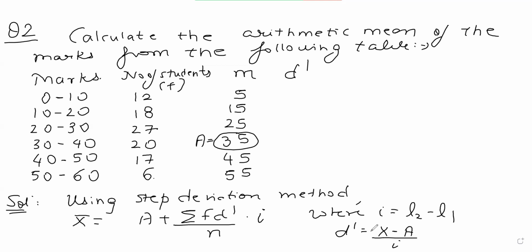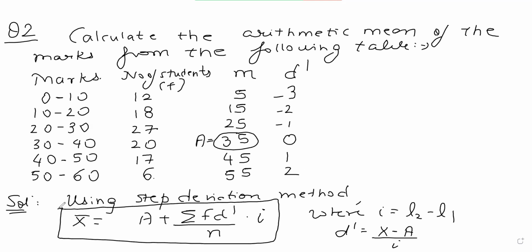So if you look at it, you don't even need to calculate it. Assume mean is 35. This is 0, minus 1, minus 2, minus 3, 1, 2. Very simple. The step deviation method gives you the results in the fastest possible way. You should know the formula. This is the formula for calculating mean using the step deviation method.